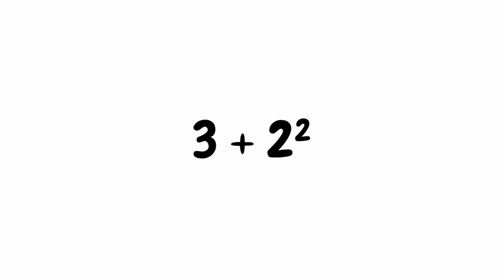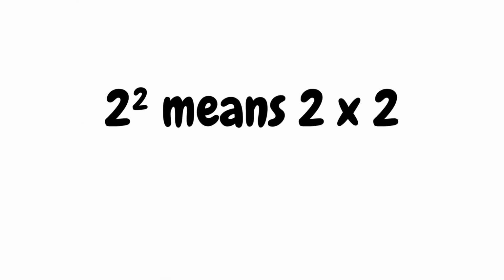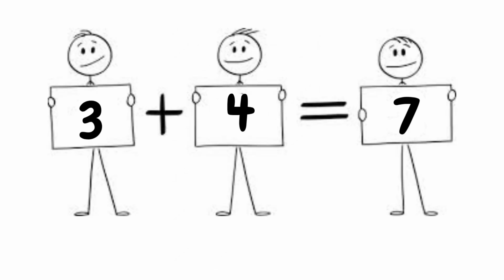Example 3. 3 plus 2 squared. Orders or indices next. 2 squared means 2 times 2, which is 4. Now 3 plus 4 equals 7.